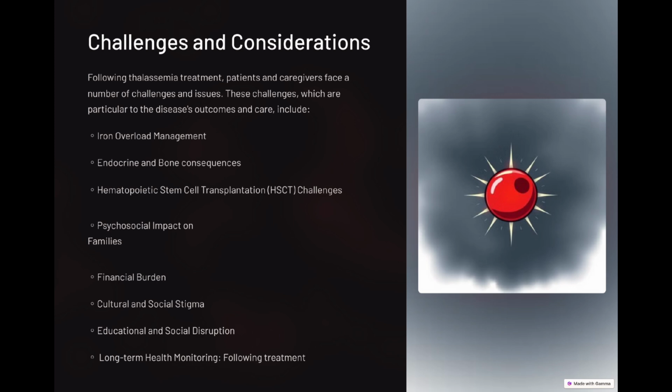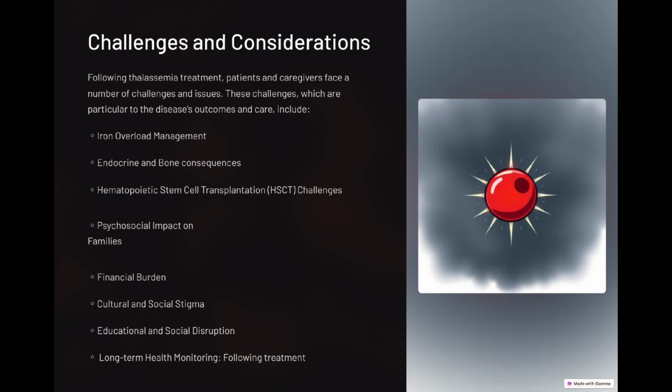Financial burden. The cost of lifetime treatment, which includes multiple monthly transfusions, chelation treatments, and hospital visits, is a significant financial strain for families. Cultural and social stigma. Thalassemia is considered a social stigma in many cultures, leading families to hide the sickness from society.